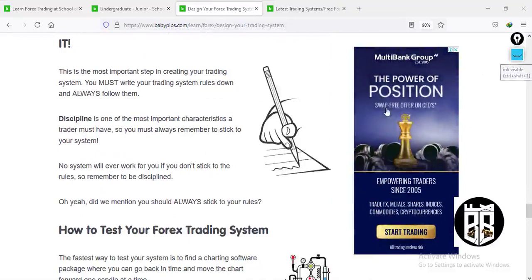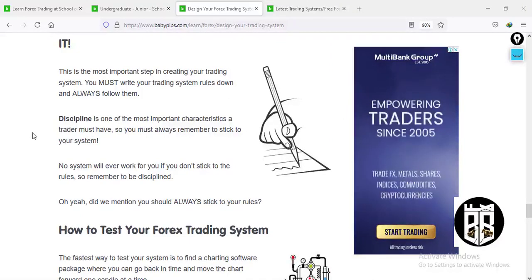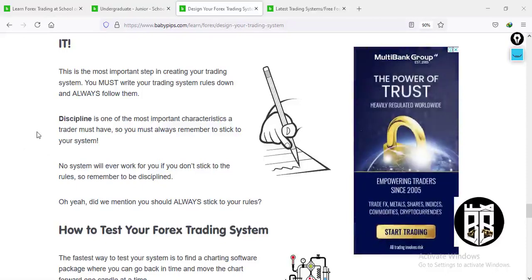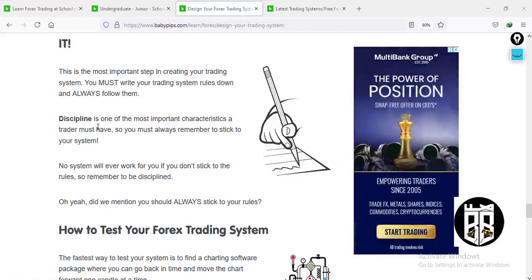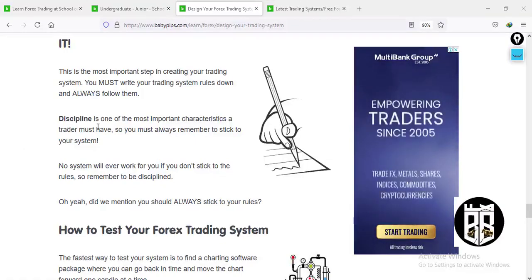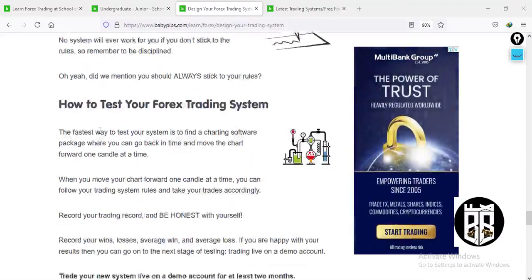Rock solid discipline. Discipline is one of the most important characteristics a trader must have. So you must always remember to stick to your system. Okay, no system will ever work for you if you don't stick with it. It will not work. You must stick with it.